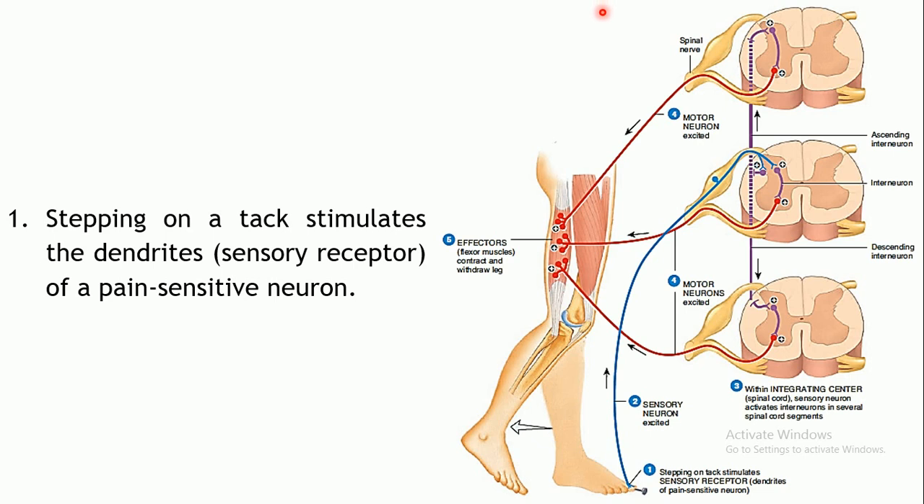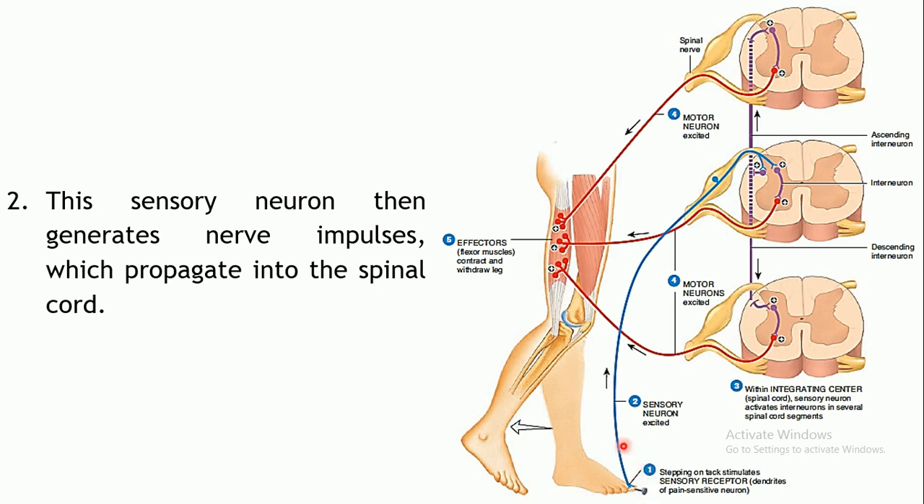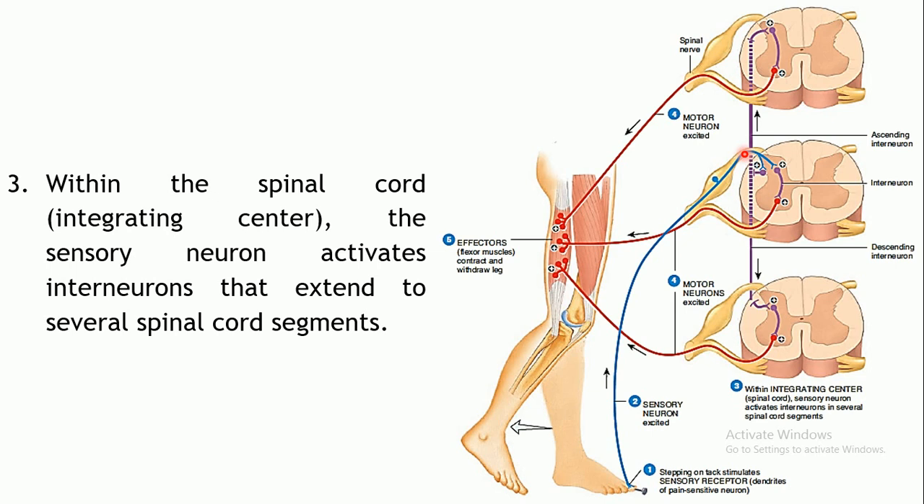Okay, now as you step on a tack, the sensory receptors will be stimulated. So as a result of this, what will happen? The sensory neuron will be carrying that nerve impulse, so that signal will be propagated towards the spinal cord. And this third step involves the integration, right? So this information has reached your spinal cord now. Now it needs to be processed.